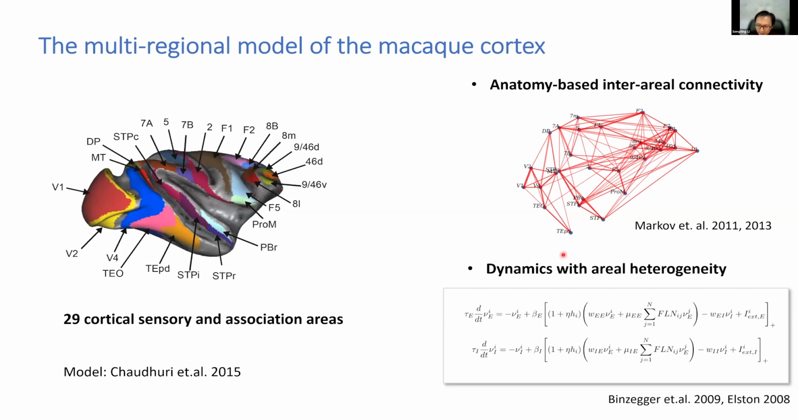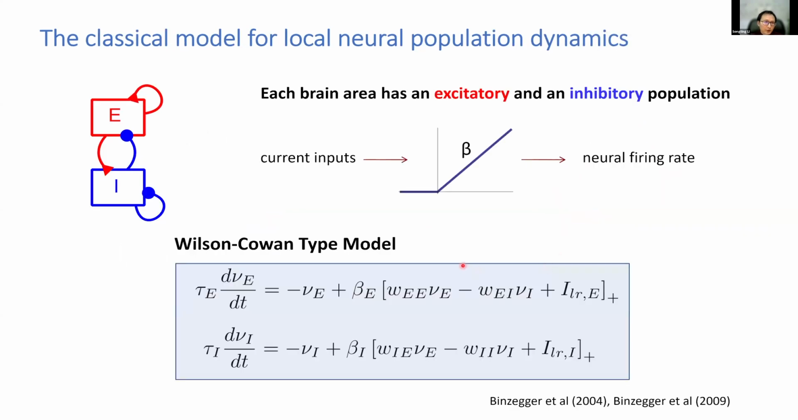And later I will explain in a few slides how we model this part. Okay. So a classical way to model each area's activity is to use the mean field approach, like this Wilson-Cowan type model. We just view all the excitatory neurons as an E population and all the inhibitory neurons as an I population, and they interact with each other.